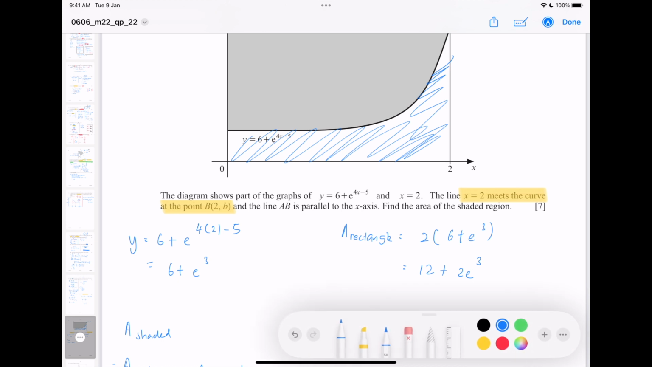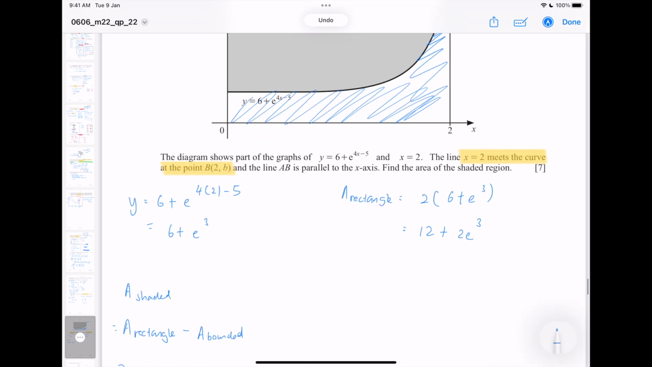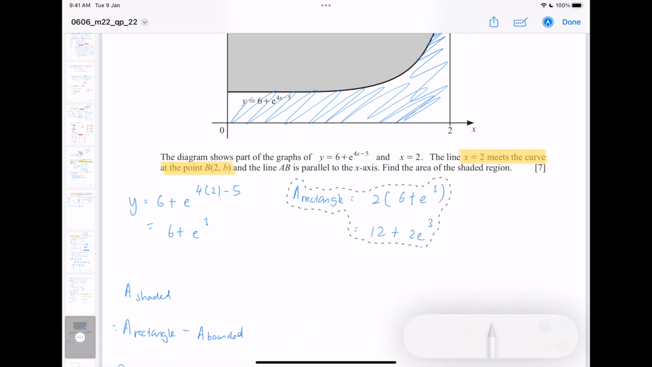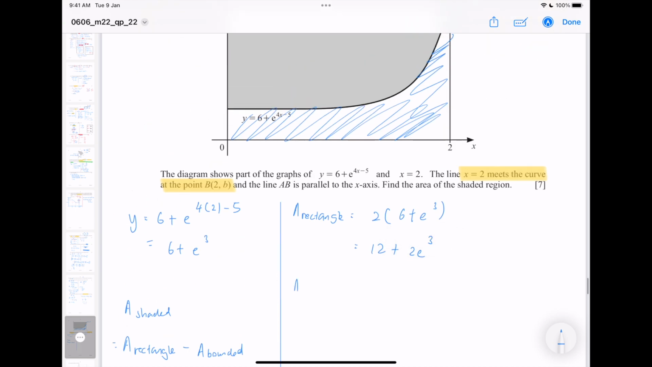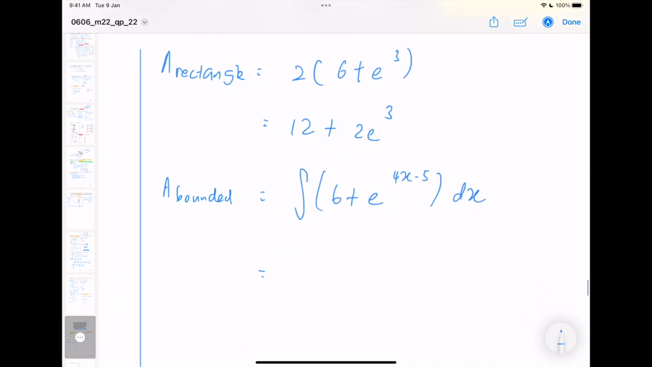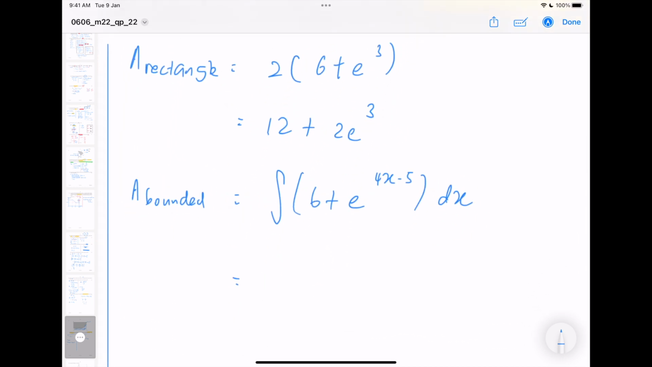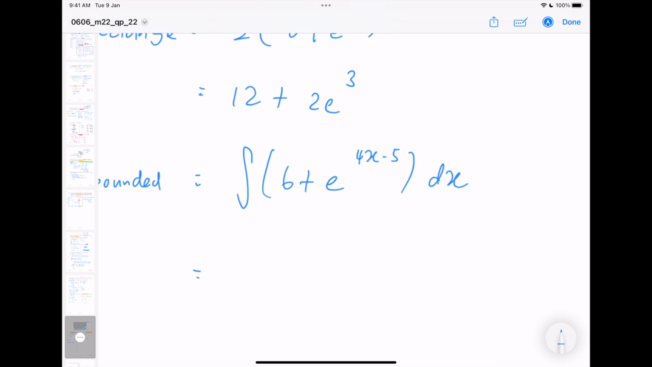Let's just get the area bounded by the curve. We always integrate the equation to get area. So integrate y dx, or you can just write the equation, integrate 6 plus e to the 4x minus 5 dx. Now how do we integrate exponentials like that, with the natural base? For the 6, it's just a number, so you can integrate that separately, that's just 6x.